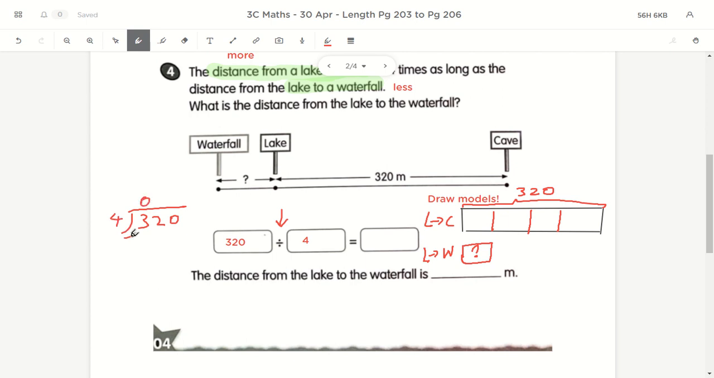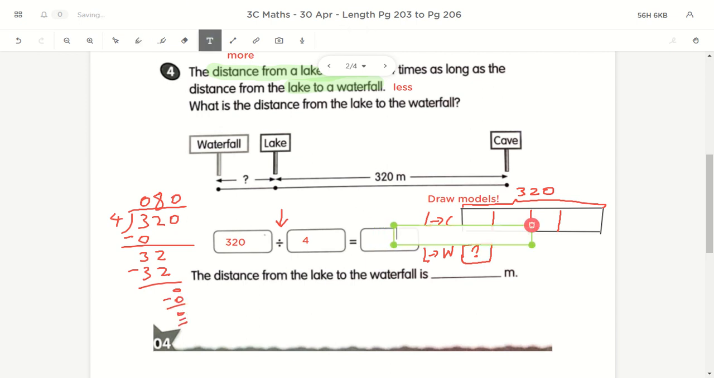4 times 0 gives you 3. 3, bring down the 2. 4 times 8 gives you 32. That's not all, you still have the 0. So 4 times 0 gives you 0. And that's all. So the answer is 80.